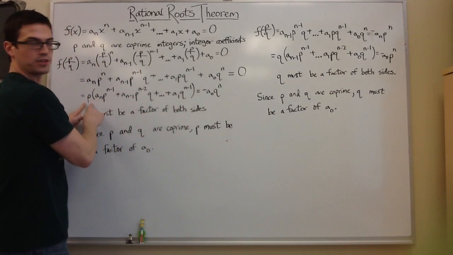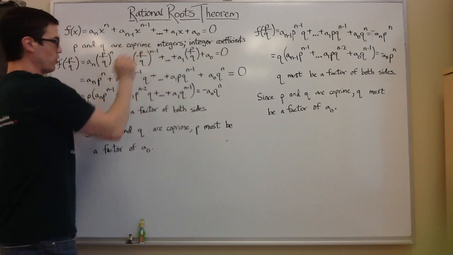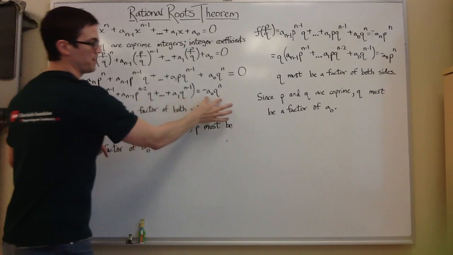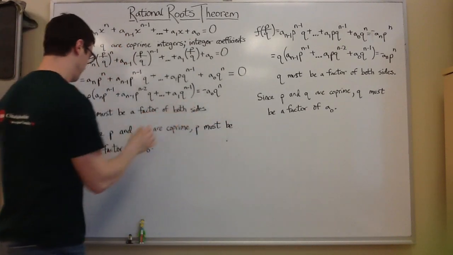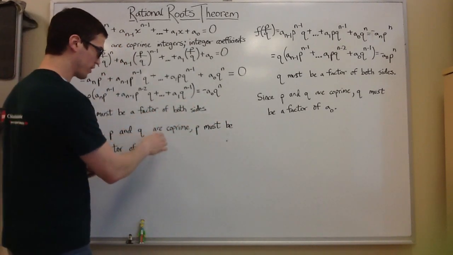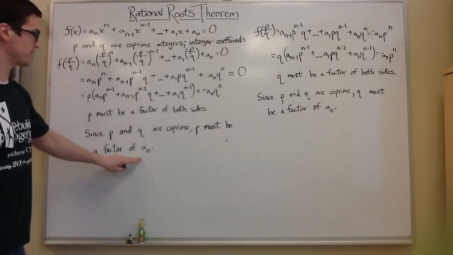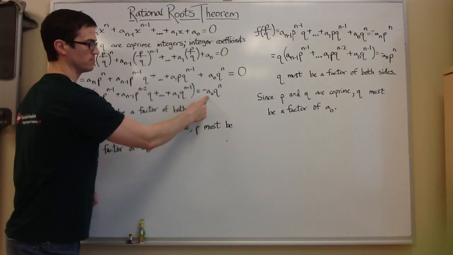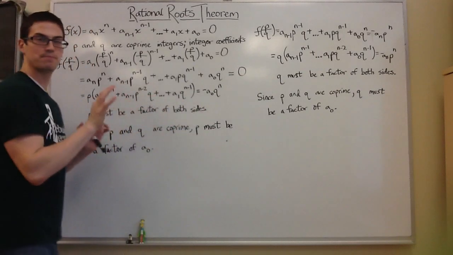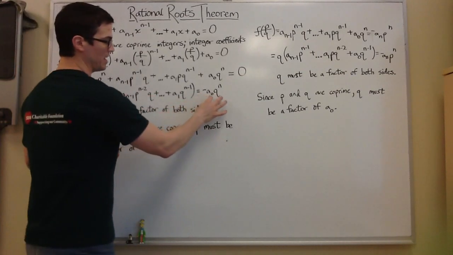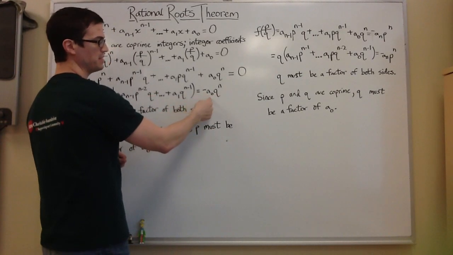P is also an integer, because I said right here that P and Q are coprime integers. These both are integers as well. And since P and Q are coprime, basically I'm just reading right here, P must be a factor of a0. If I divide both sides by P, I'm going to end up with negative a0 q to the n divided by P.